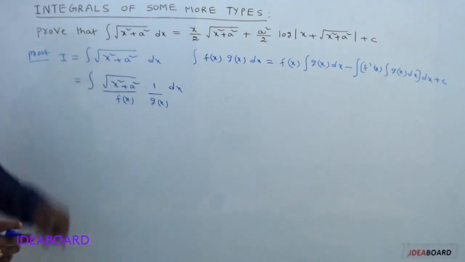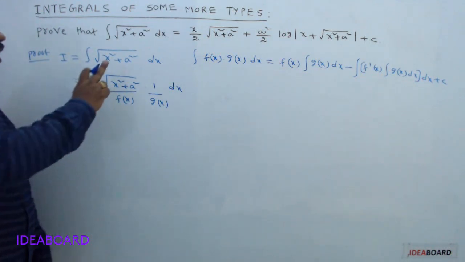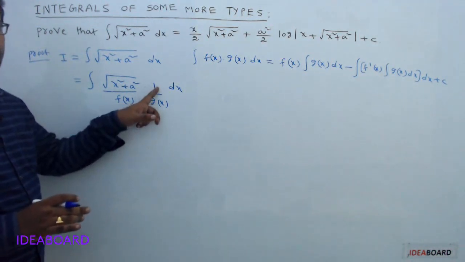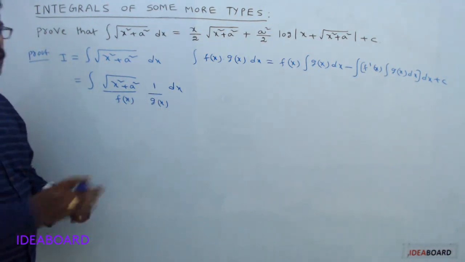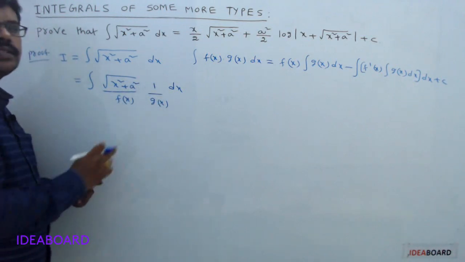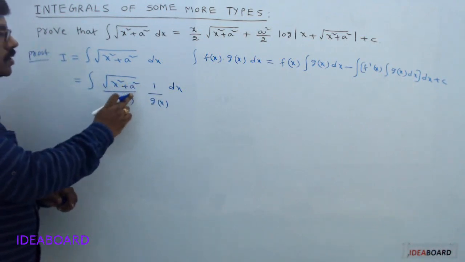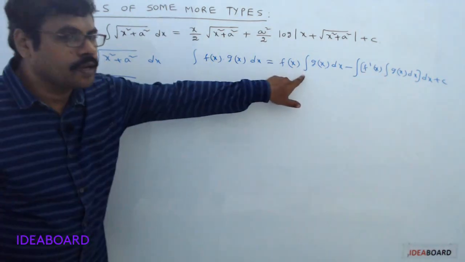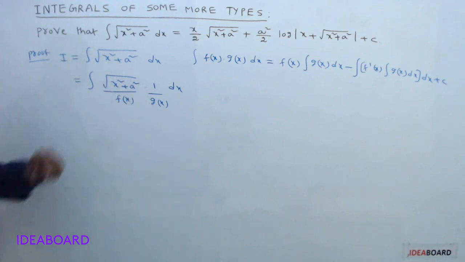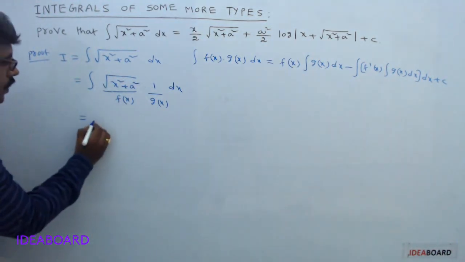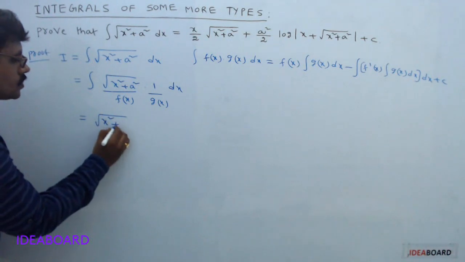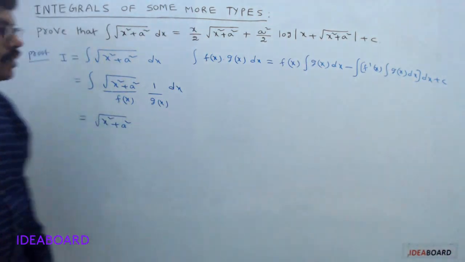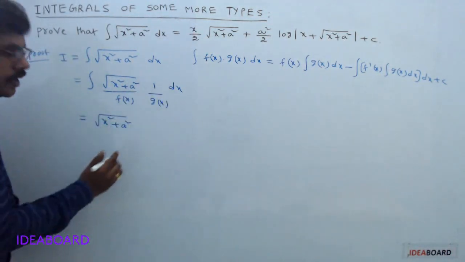If the integrand contains only one function and it is not integrable directly, in such a case unity will be taken as g(x). That's why this one can be taken as g(x), and this root of x square plus a square is f(x). Now apply the integration by parts formula on these two functions. This is f(x), square root of x square plus a square, into integral of g(x) dx, that is integral 1 dx.